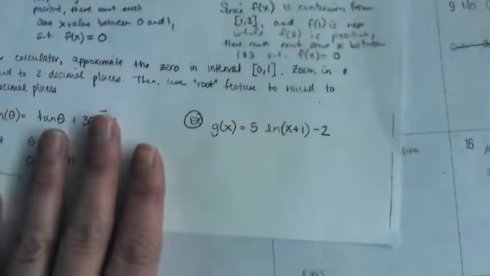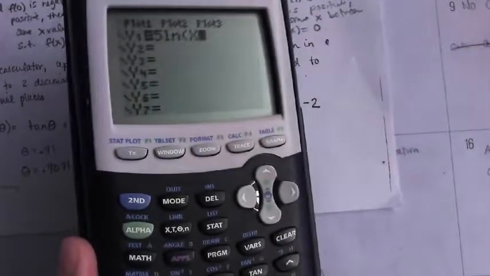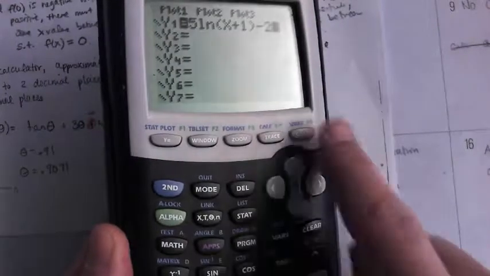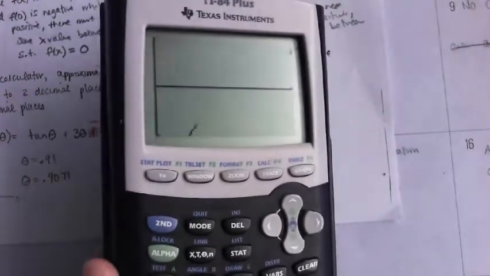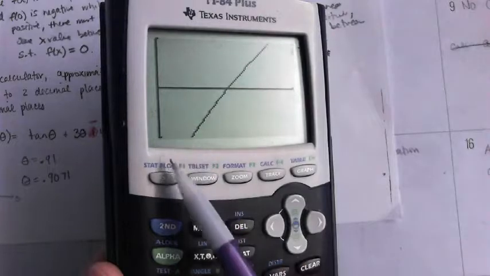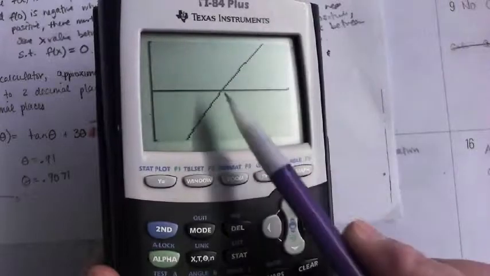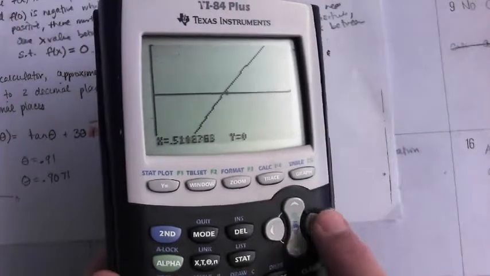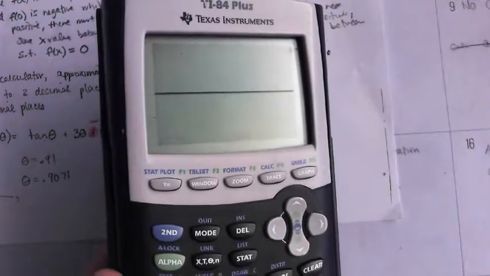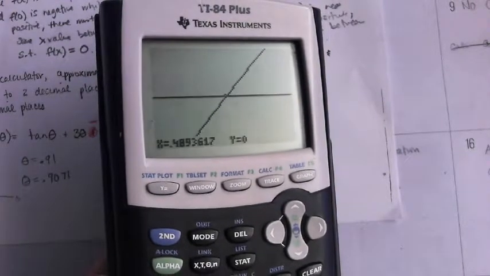And the next one, same concept, just on your calculator, just a log function of 5 log x plus 1, and then minus 2. Window, it's fine. So f of 0 is clearly a negative number. f of 1 is clearly a positive number. It's continuous in between, and so obviously it crosses 0, and we could zoom in and do all that. Same idea. Okay? Any questions so far?